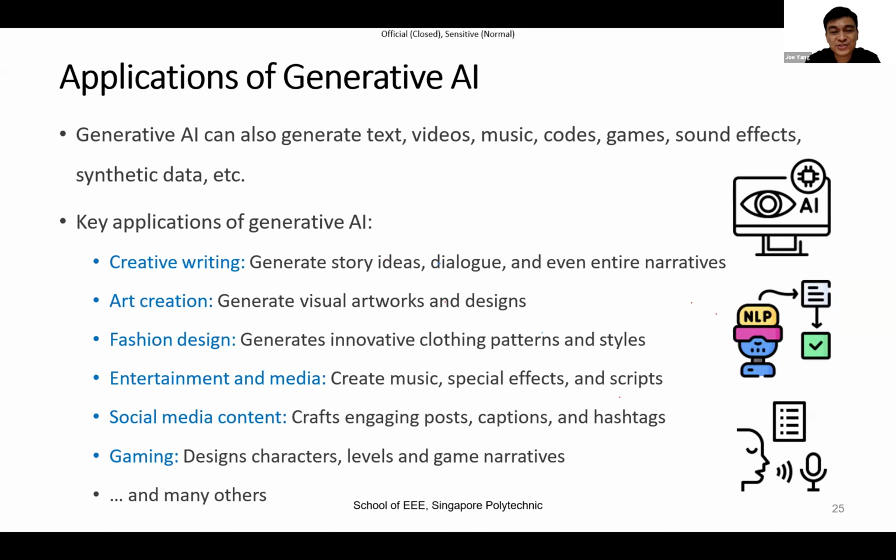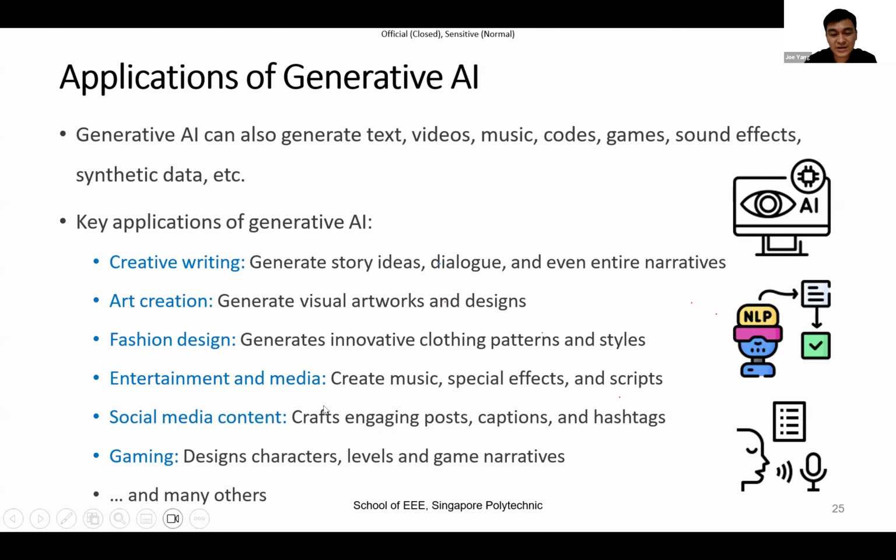Let's look into the Gen AI applications. Gen AI today can generate text, music, audio, code, games, sound effects, and some synthetic data. Key applications are, for example, creative writing. Admin clerks can use Gen AI to write ideas, dialogues, even entire narratives, or news companies in the news industry, for example. Art creation: sometimes you want to come up with some ideas or artworks, you can use AI for art creation. Fashion and design: if you're in the fashion design industry, you can use AI to come up with clothing designs and certain styles. And entertainment and media: music, special effects, and scripts can also be done through Gen AI.